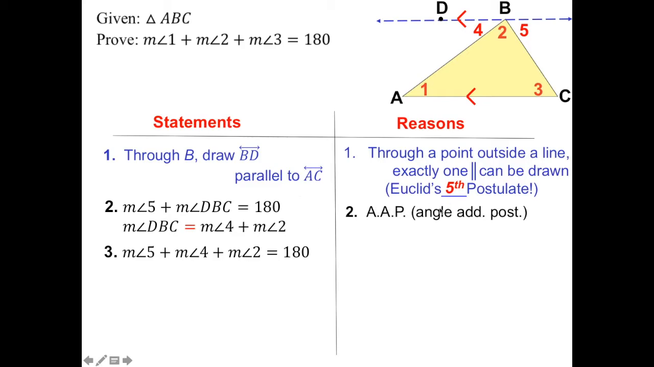So here's what you have to do. You have to use the angle addition postulate here, and then to get from step 2 to step 3, I want to say measure of angle 5 plus measure of angle 4 plus measure of angle 2 equals 180. The reason I can do that is that I have measure of angle DBC as part of this expression, and I know that part equals measure of angle 4 plus measure of angle 2. If I take that and put it into this equation up here, it becomes statement 3. So what's the reason for that one? It's not transitive. It's substitution.